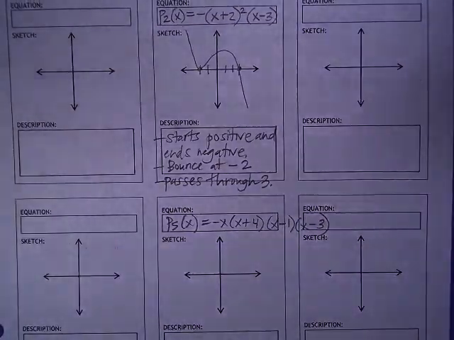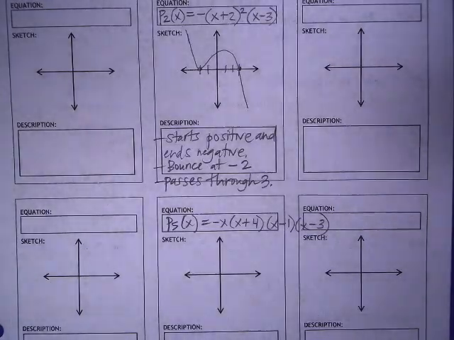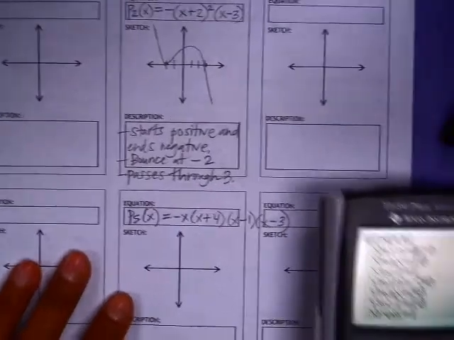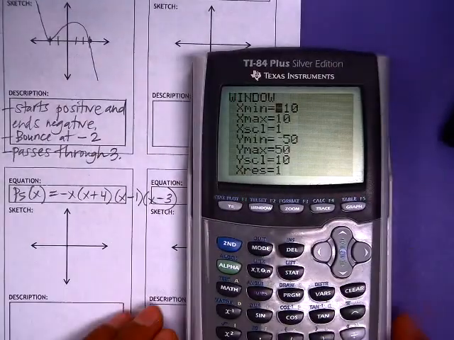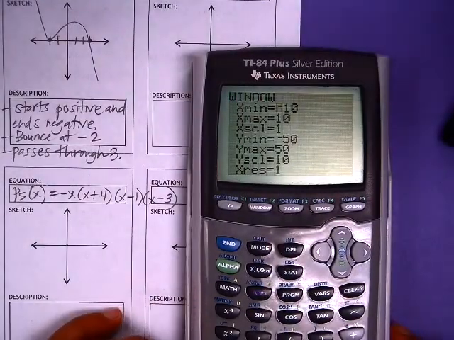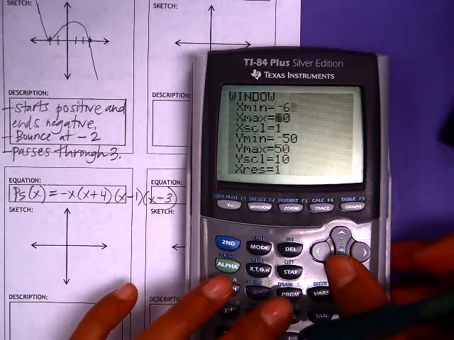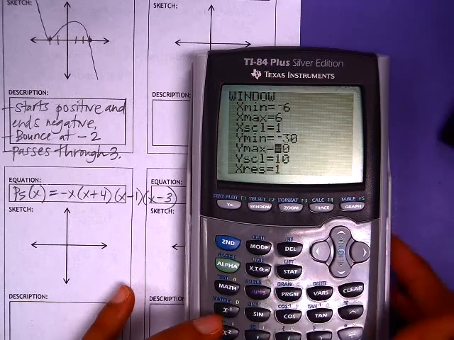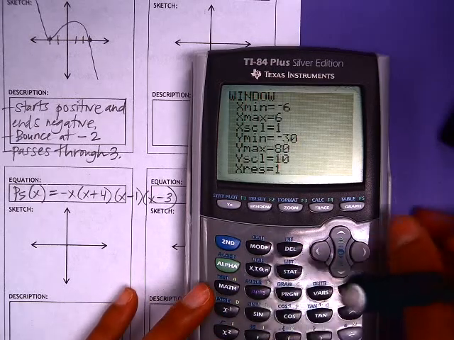The window that's specified for this one, so I'm going to go back to the window screen. The window specified for this one is to go from negative 6 to 6, scale of 1, y from negative 30 to 80 with a scale of 10.